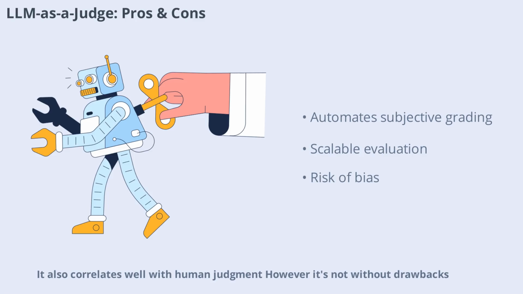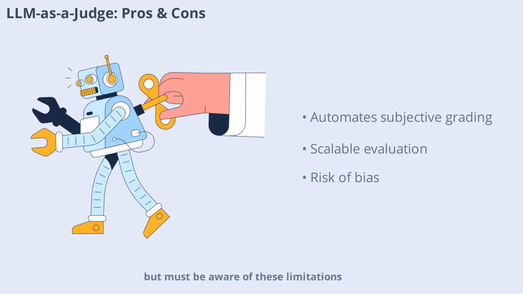It's expensive, can inherit the evaluator model's biases, and may favor its own output style, a phenomenon known as self-preference bias. For instance, an insurance company might use GPT-4 to grade thousands of automated emails for empathy and regulatory accuracy, but must be aware of these limitations.